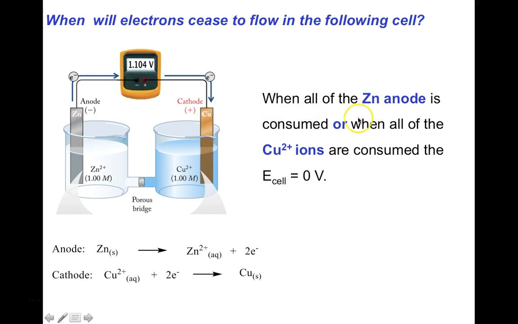In this case, that is when all of the zinc anode is consumed, or when all of the copper 2+ ions are consumed, and the cell potential will drop to 0.